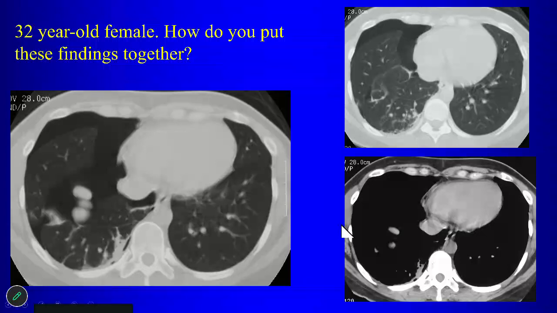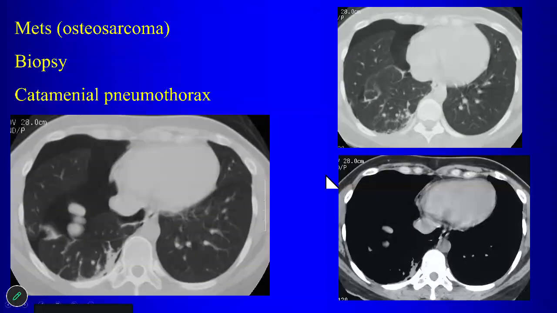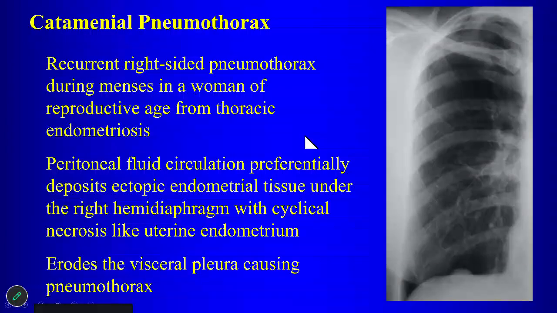Endometriosis. So the term is catamenial pneumothorax. These are endometrial implants that get into the pleural space. They can cause erosion of the visceral pleural surface, resulting in pneumothorax. So they can have pleural densities, which represent endometriosis getting into the pleural space. That is catamenial pneumothorax. Your differential for lesions with pneumothorax includes metastatic osteosarcoma, which can also give you spontaneous pneumothorax. But in a young woman, think catamenial pneumothorax.